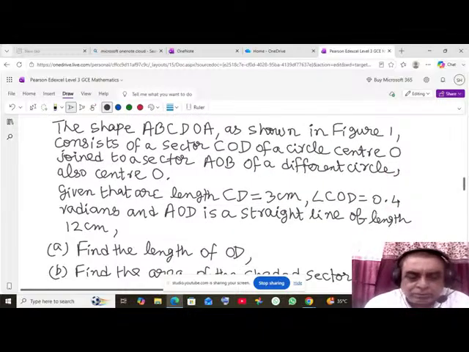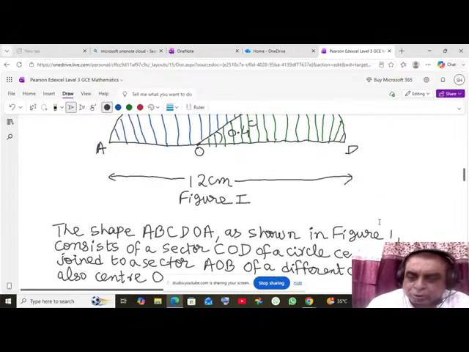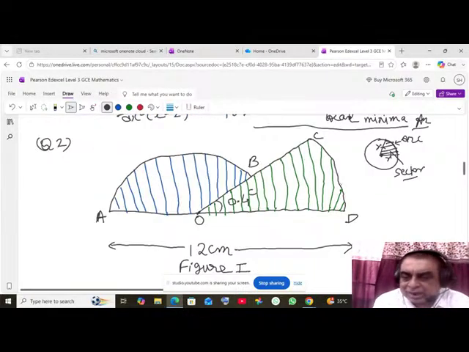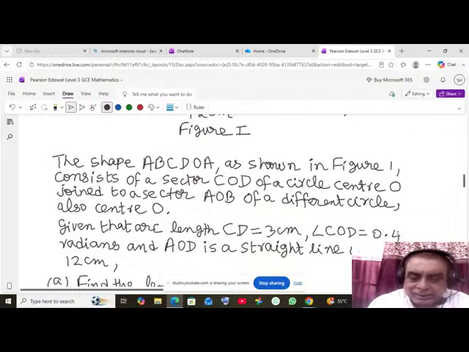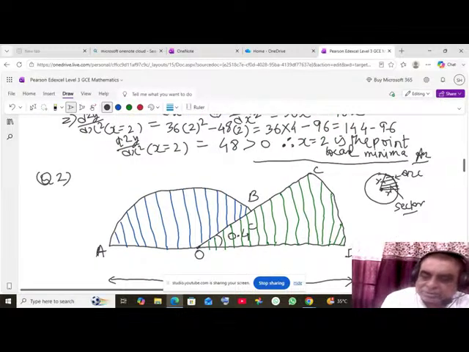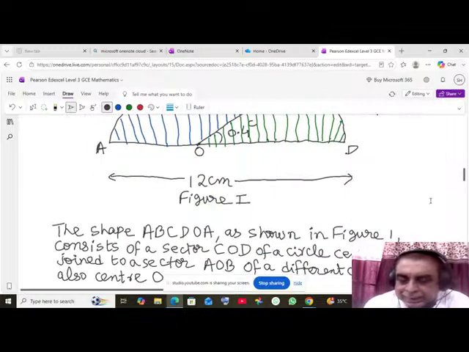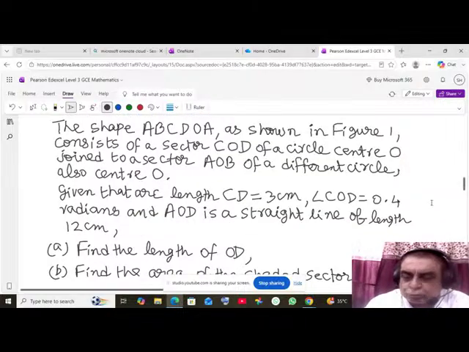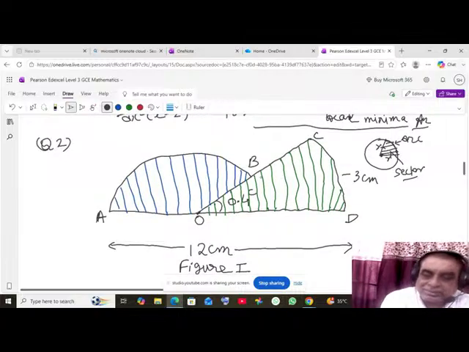Okay, now given that the arc length CD is 3 centimeters. Here the length of this arc CD, that is the arc of the larger circle whose sector is the green part, is given as 3 centimeters. So the length of this arc CD is given in the question as 3 centimeters. I am writing here. And the angle COD is equal to 0.4 radians. So the angle COD is here 0.4 radians.